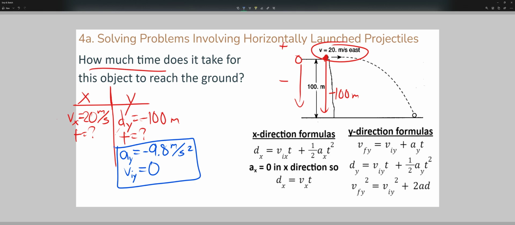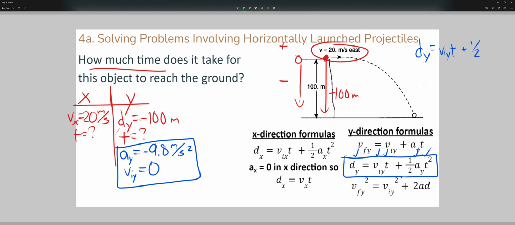So we want to know what our time is. We should use the y direction to solve for time. That's something we can do in Regents physics. You can say that's pretty much always the case, or most likely the case. So the only formula we can use is this one. It has everything we need: dy, viy, a, and we're looking for t. So essentially, all you're doing is plugging things in.